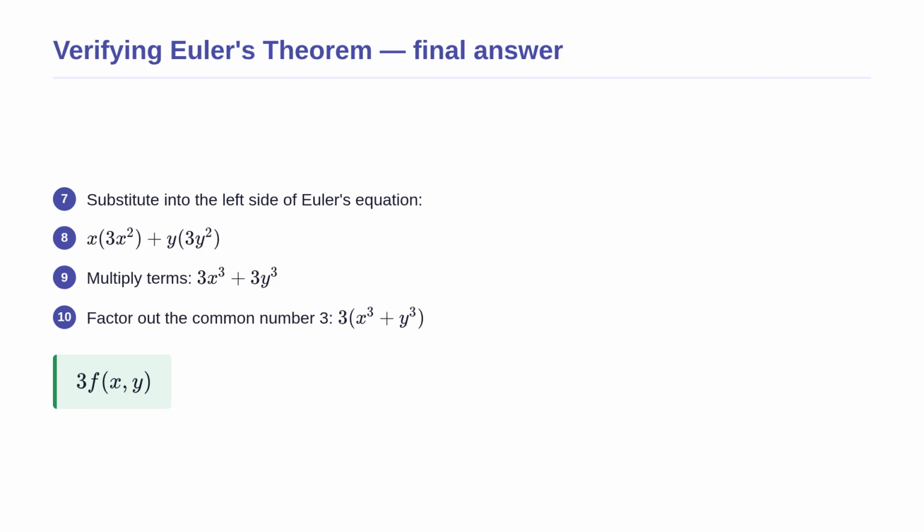The expression inside the parentheses is exactly our original function. So the result is 3 times f of x and y. Since our degree n was 3, this perfectly matches the right side of Euler's theorem, which is n times the function. We have successfully verified that the theorem works exactly as promised.